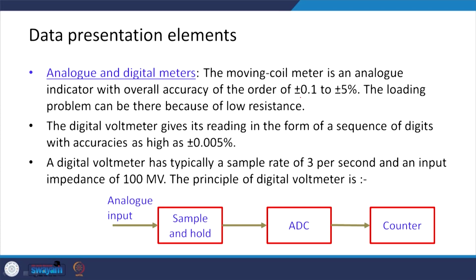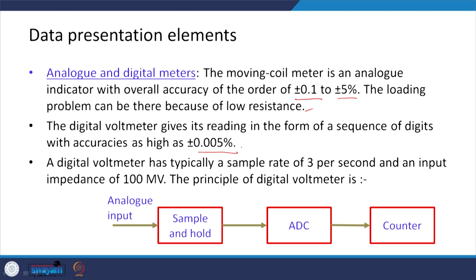Next, let us look at the data presentation elements: analog and digital meters. The moving coil meter is an analog indicator with overall accuracy of the order of plus or minus 0.1 to plus or minus 5%. The loading problem can be there because of the low resistance. The digital voltmeter gives its reading as a sequence of digits with accuracies as high as plus or minus 0.005%, and typically has a sample rate of 3 per second and an input impedance of 100 megaohm.